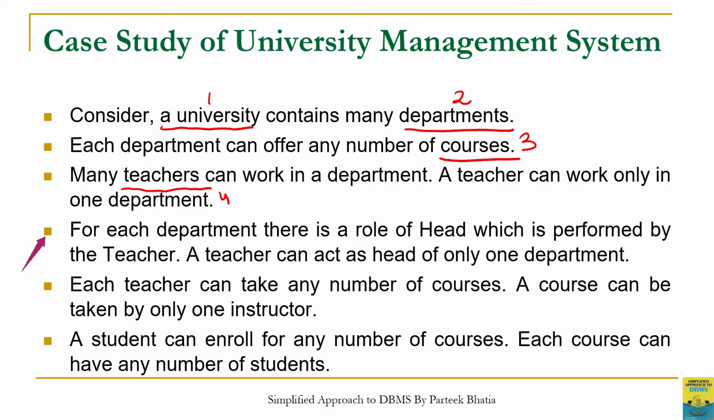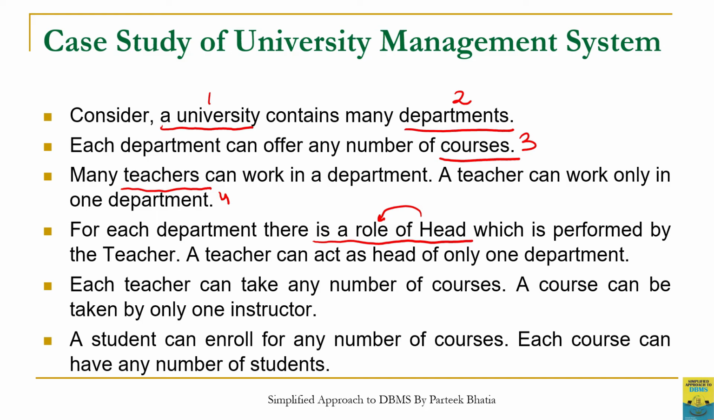For each department, department has already been selected. There is a role of head which is performed by the teacher. So it is important to understand that here head is a role. So if there is some role or action indicated by that particular noun, we have to ignore it. So this head you can consider as a noun, but actually it is a role which is performed by someone. So this indicates some action in that. This is not actually acting as a noun in this case, which is performed by the teacher.